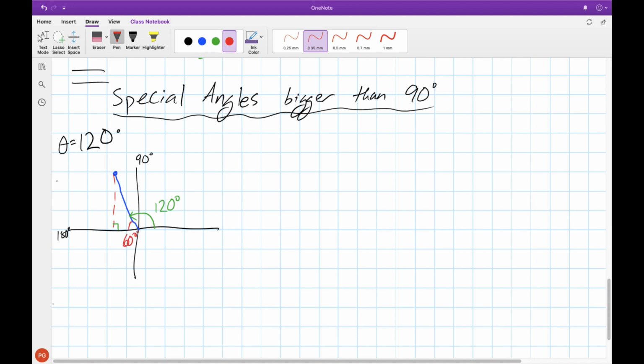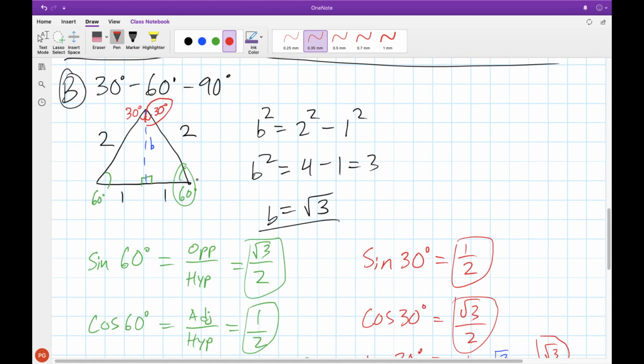And that 60 degrees comes from the fact that this whole half rotation is 180. If this is 120, the rest of it needs to be 60. If this is a triangle, this is 60, this is 90, this angle would have to be 30 degrees. Now you might already be thinking to yourself, wait a minute, we did this triangle before. And you're right. If we scroll up a little bit, we see this exact same triangle up here with 60 degrees and 30 degrees over here.